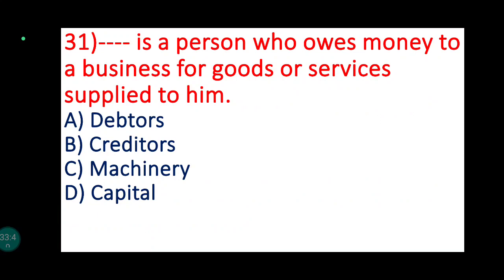31. Dash is a person who owes money to a business for goods or services supplied to him. So answer is A, debtors. Debtors are the persons to whom goods are sold or supplied, and they owe money to the business. Okay? Creditors are the ones from whom the business is buying, and the business owes some money to them. So answer is A, debtors.